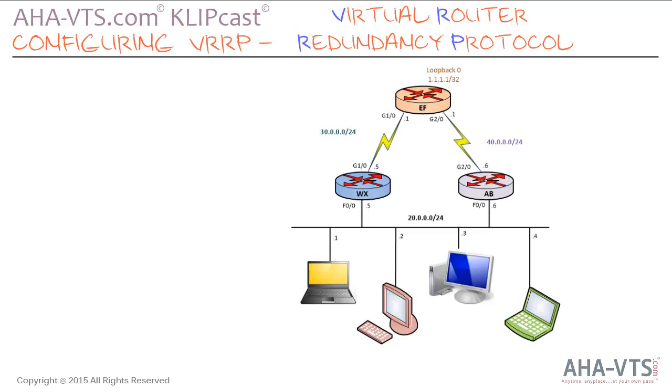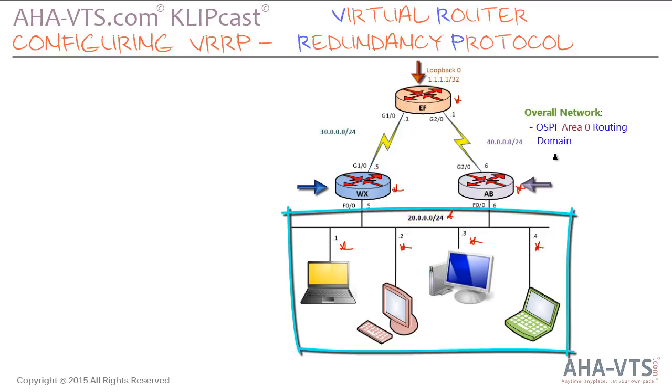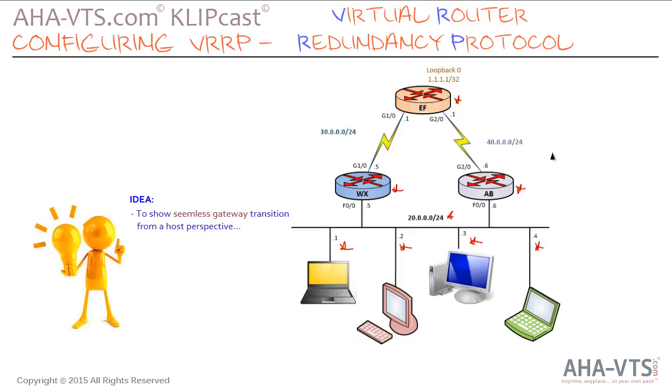Okay, now looking at my diagram, I have three routers labeled WX, AB, and EF. And I have four hosts on this subnetwork of 20.0.0.0/24. This overall network has been pre-configured, for simplicity's sake, in OSPF Area 0. Now, the intent is to show almost seamless gateway redundancy with respect to end users when trying to reach the loopback 0 on router EF with the IP address of 1.1.1.1/32.